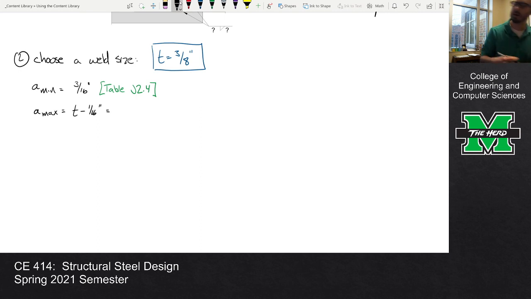And so that is going to be the thickness minus 1/16, since we are greater than a quarter inch. So that's 3/8 minus 1/16. So 3/8 is 6/16. 6/16 minus 1 is 5/16. 3/16 and 5/16, what should we choose? Make sure everybody's paying attention. 5/16, right?